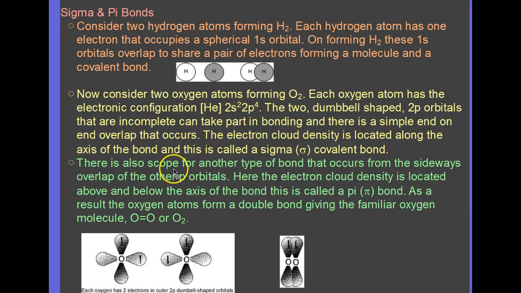There is also scope for another type of bond that occurs from the sideways overlap of the other p orbitals. Here the electron cloud density is located above and below the axis of the bond. That is called a pi bond. As a result, the oxygen atoms form a double bond, giving the familiar oxygen molecule.